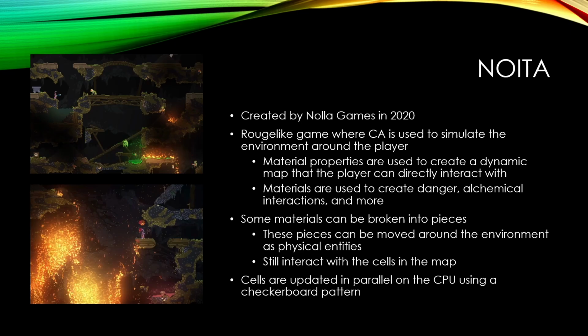Now, some materials can actually be broken up into big physical chunks that are actually simulated in the world as well. For example, the minecart in the top image there, it's in the top left if you can't see it, it's actually simulated pixel by pixel, but the whole thing moves around as a single unit. This is pretty unique and not really seen in many other cellular automata simulations. Now, interestingly, the cells here are also updated on the CPU, but in parallel using a checkerboard pattern.